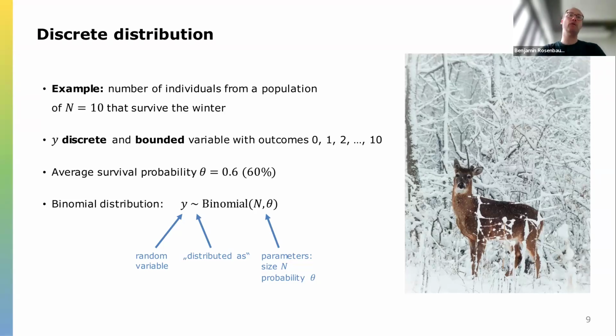And then we can model this random variable as binomially distributed. On the next slide, I will show what this actually means. But here the terminology is, we have a random variable which is distributed as a binomial variable with known parameters. So each distribution has at least one parameter. Here we have 2, and they are known. This is the size of the population and the average survival rate.